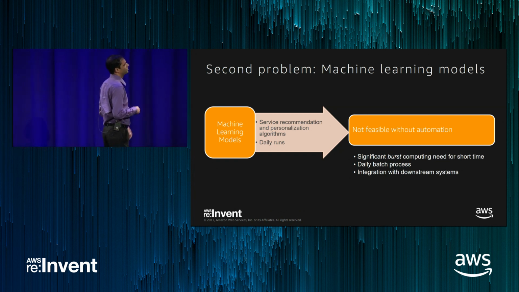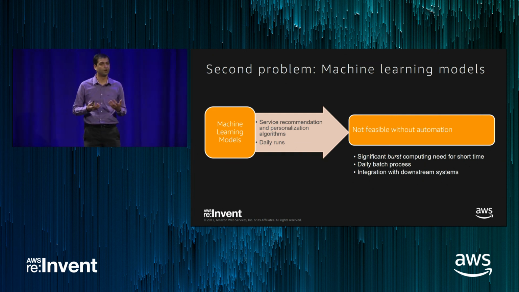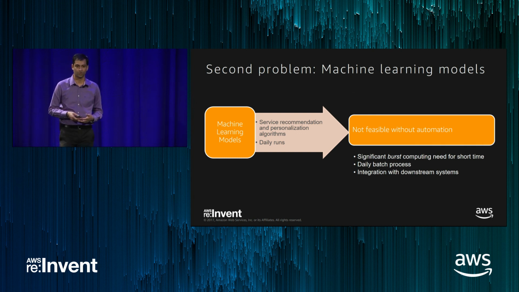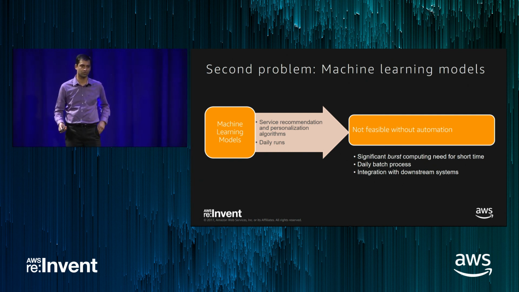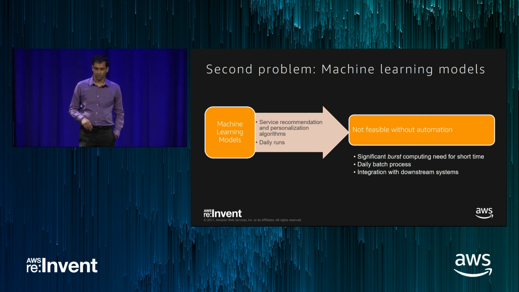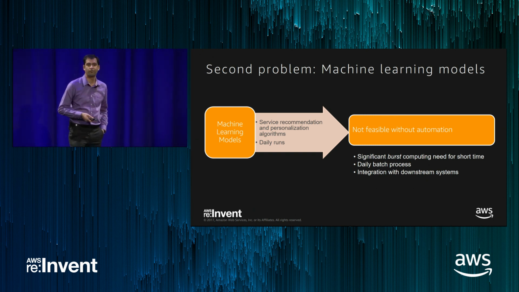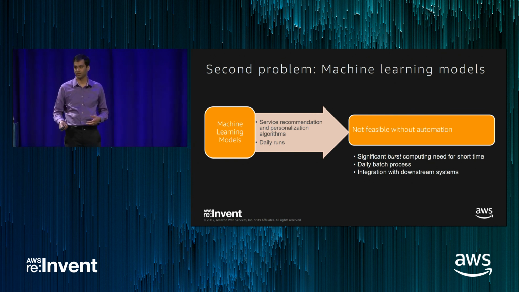The second problem was the automation. We were not able to run any of the ML models unless we do automation. We needed to run these models on a daily basis so that we could build those segments, send it to the downstream systems for marketing users to use those and run their targeted campaigns. So these models also require significant compute capacity for a very short period of time because we also needed to meet the SLAs so that the data is available in the downstream systems.